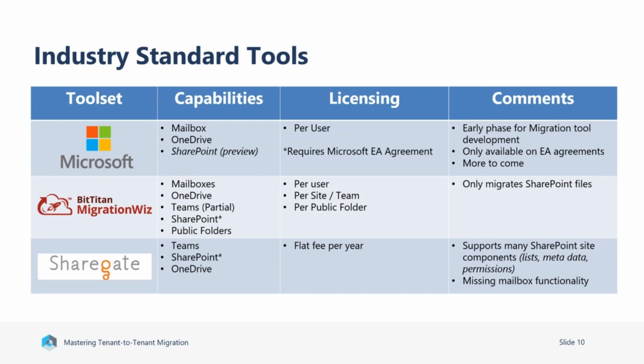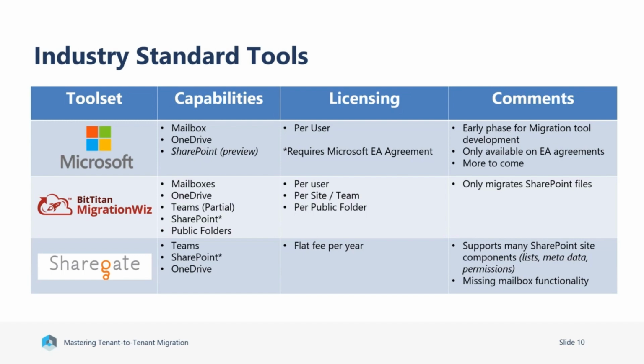The licensing is done per workload basically, so per user for mailboxes and OneDrives, and then per site and per team and per public folder. It's quite easy to get your head around and to actually predict your costing when you're doing this type of migration. Just some comments around this tool.